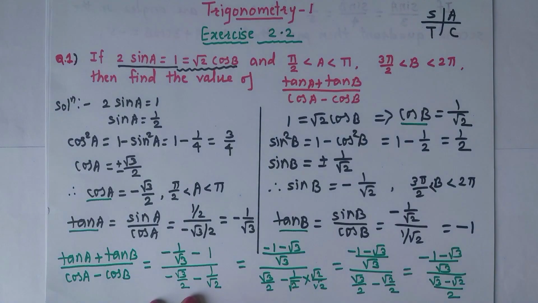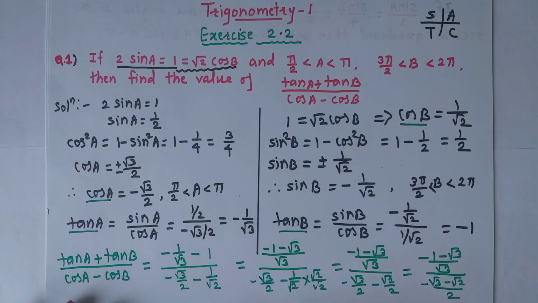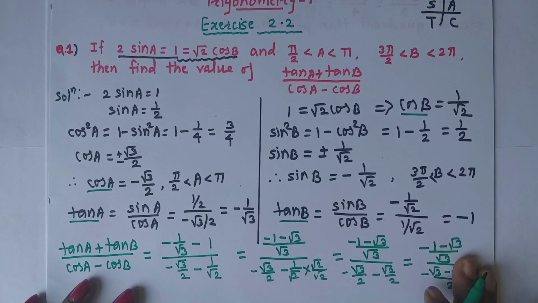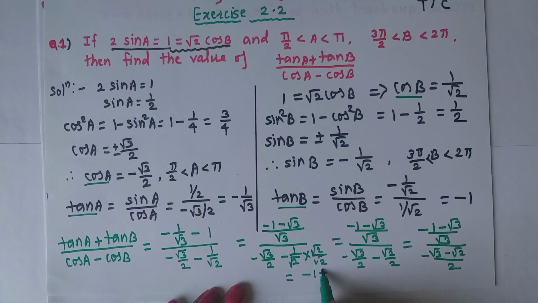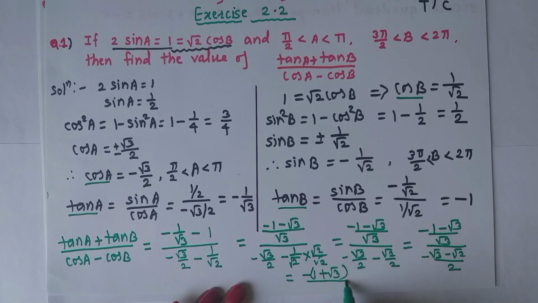And after simplification, what will this be? Here you take the minus sign common. This is minus, minus, minus. In the numerator and denominator, you take the minus sign common, and that will get cancelled. And this will be simply, see here, 1 plus root 3 divided by root 3 plus root 2.